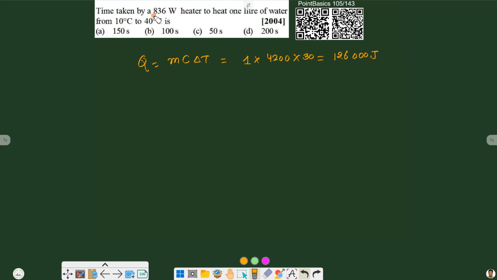Now the heater we have is producing 836 joules per second, that is its power, joule per second is watt. So in 1 second it's producing 836 joules. So how much time will it require to produce 126,000 joules, assuming no heat loss to surroundings?